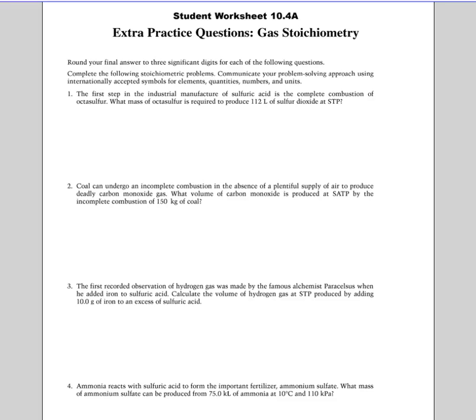Okay, hi group. This video lesson is going to be focusing on two worksheets. Student worksheet 10.4a is just a straight gas stoichiometry exercise. This is mostly going to be looking at stoichiometric calculations converting moles to liters, potentially to mass as well if required.